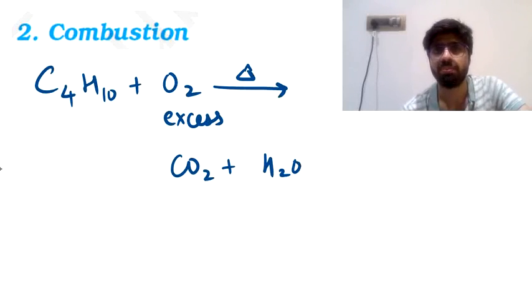Keep in mind this is complete combustion, not a partial combustion. Partial combustion will be something else, but complete combustion, that is complete burning, is going to give you purely carbon dioxide and water. How many carbon atoms? 4. So we write a 4 here. How many hydrogen atoms? 10. There is H2O here, so we will write 5 H2O. Let's count the number of oxygen atoms. They are 8 and 5, which is 13. So the coefficient here will be 13 by 2.